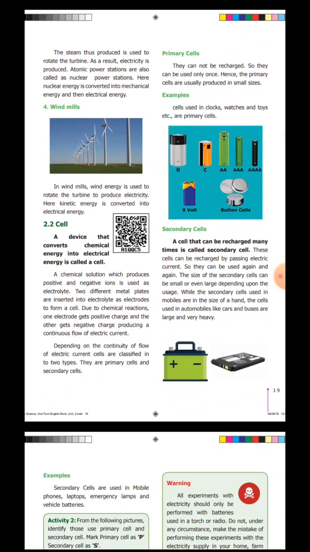A device that converts chemical energy into electrical energy is called a cell. So what is meant by a cell, children? A device that converts chemical energy into electrical energy is called a cell.